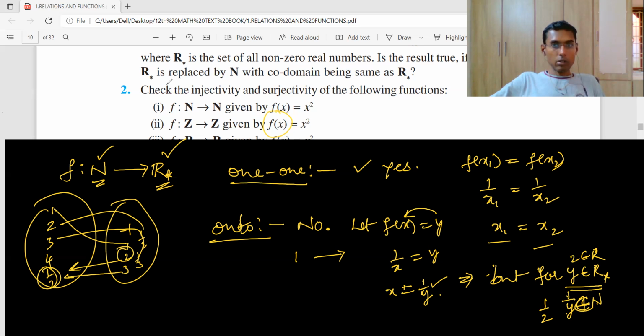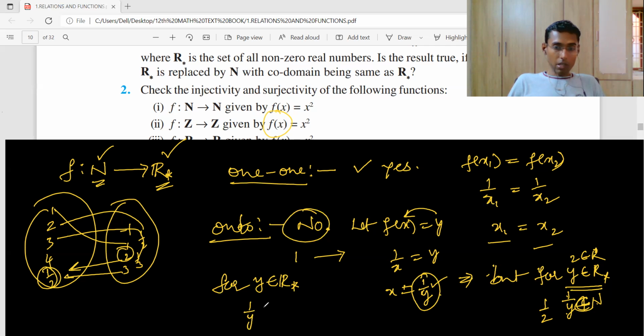So when we write this, we're supposed to let y belong to natural numbers such that there is at least one pre-image in real numbers. When it is no, you need to take one example and show. This is what I wrote here. The pre-image is 1 by y. For y belongs to R star, 1 by y does not belong to N. Yes or no?